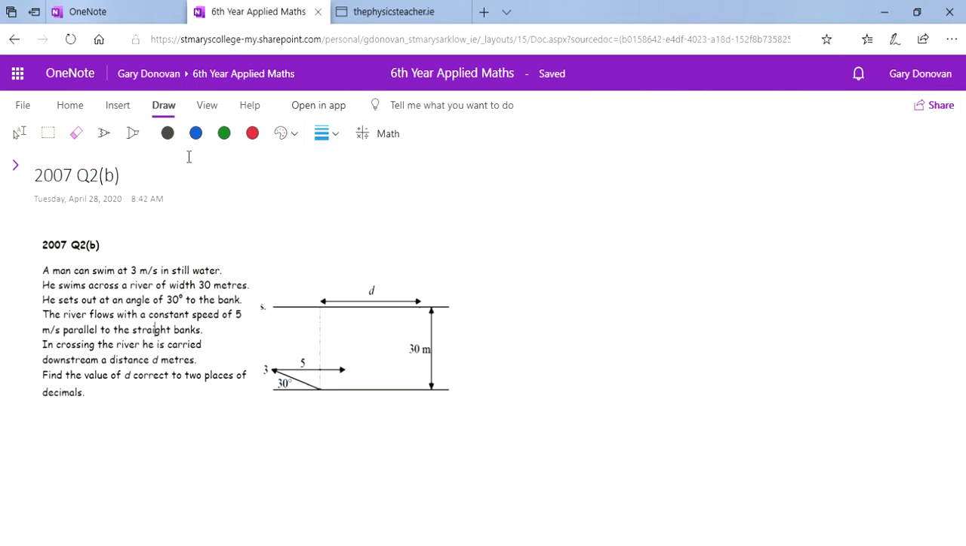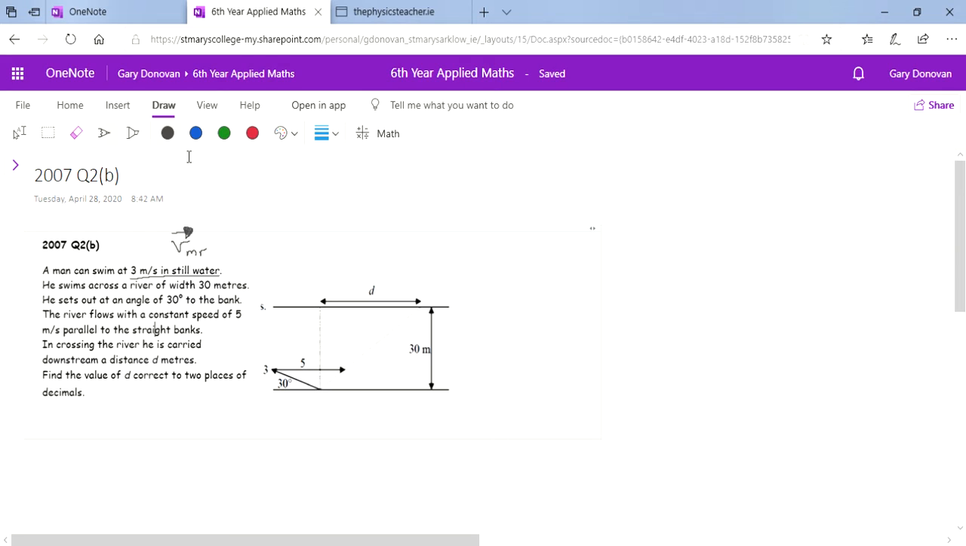In this video I'm going to have a look at the 2007 question 2b. So in the question we have a man who can swim at a speed of 3 meters per second in still water. Now one of the tricky things about this question can be the wording. If that's the speed he can, or velocity he can swim in still water, that's his velocity relative to the water. So that's the velocity of the man relative to the water. His actual velocity, or his end velocity, would be his velocity plus the velocity of the river.